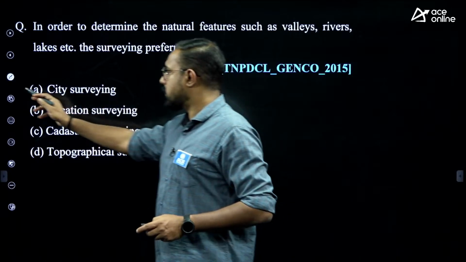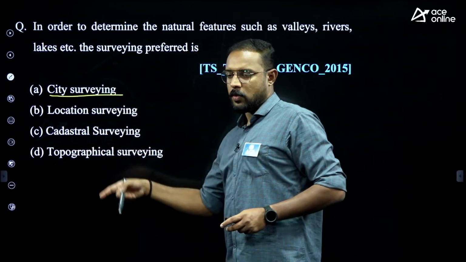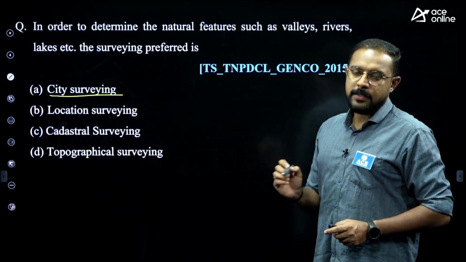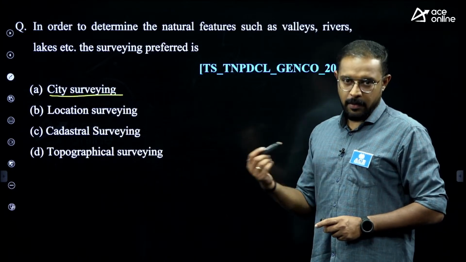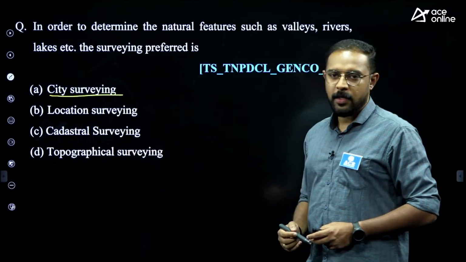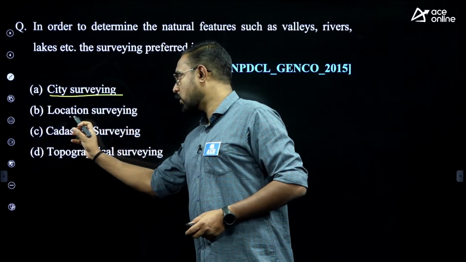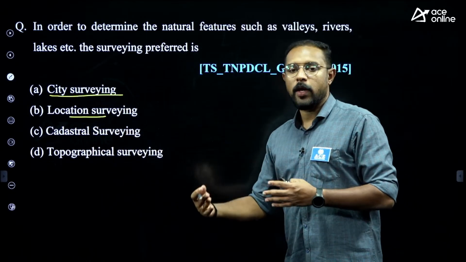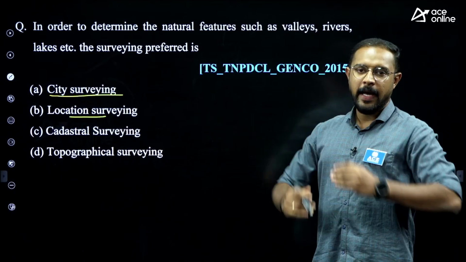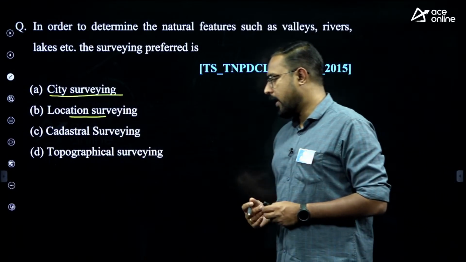What is the purpose of city surveying? If you know the answer to this question, please put that in your comment box. What are city surveys used for? City surveys are mostly used for urban planning. When you are going to plan a new city, for that we need this city surveying to be done initially. Location surveys are mostly used for establishing the locations of details on the ground. Basically, we are trying to set out some engineering structure onto the ground. That process is known as location survey.